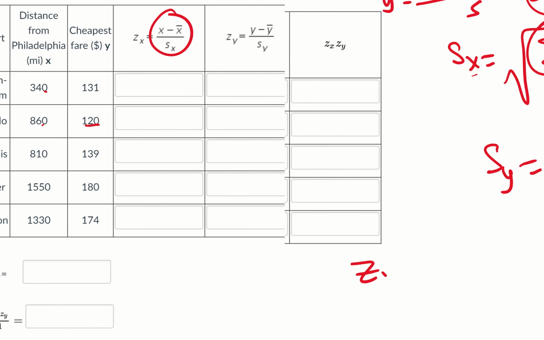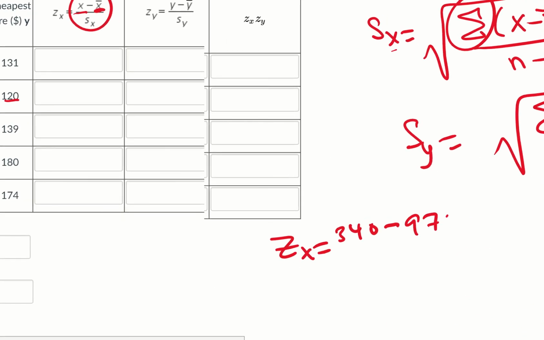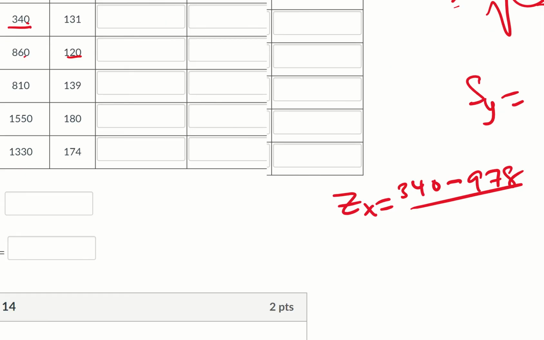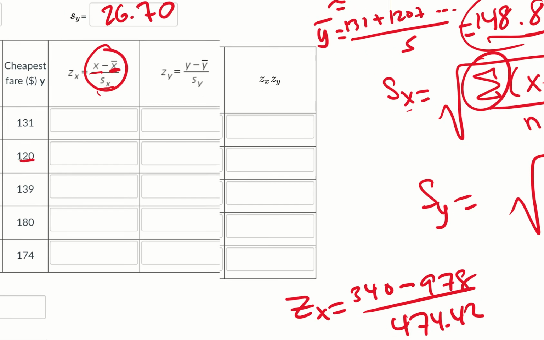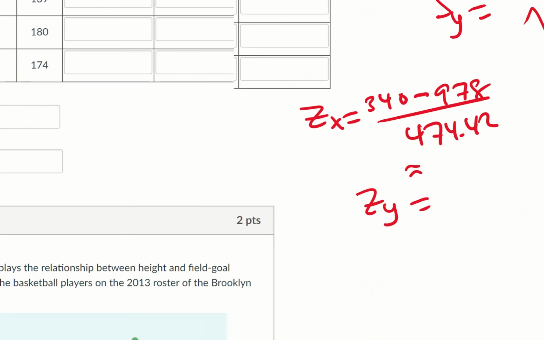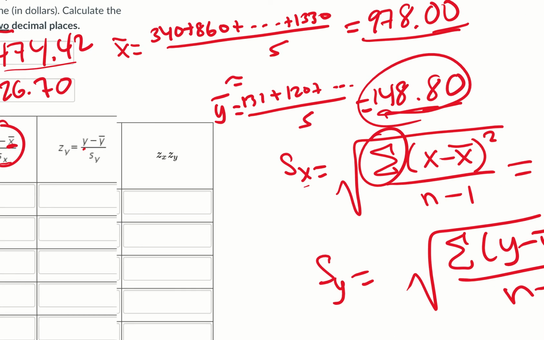So zx for the first one: you take x, which is 340, minus its average. The average was 978. Then divide by the standard deviation for x, which is 474.42, and you'll get that number. And then for zy, you have to take y minus y bar, so 131 minus its average for y, which was 148.80.